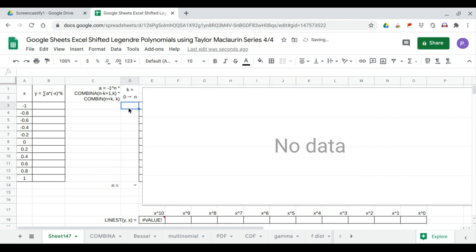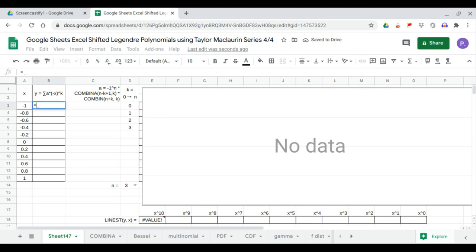And the value of k will be equal to sequence n plus 1 column starting from 0 incremented by 1. So that at n equals 0, k equals 0. N equals 1, k equals 0, 1. N equals 2, k equals 0, 1, 2. N equals 3, k is 0, 1, 2, 3.